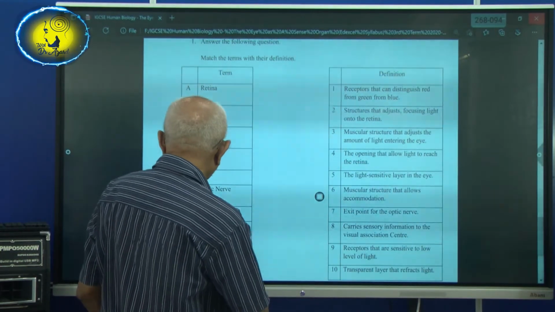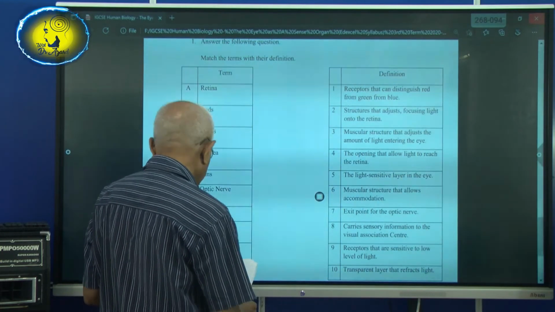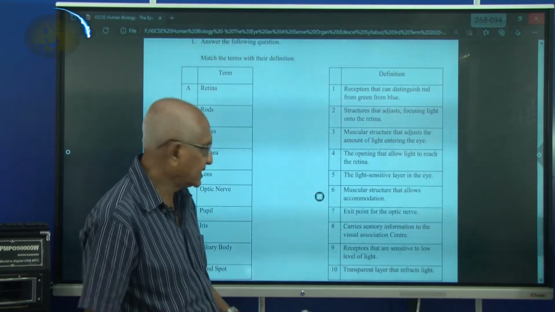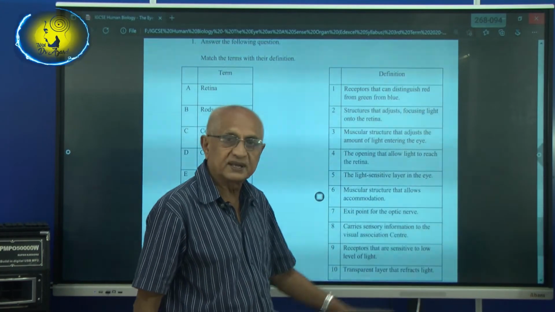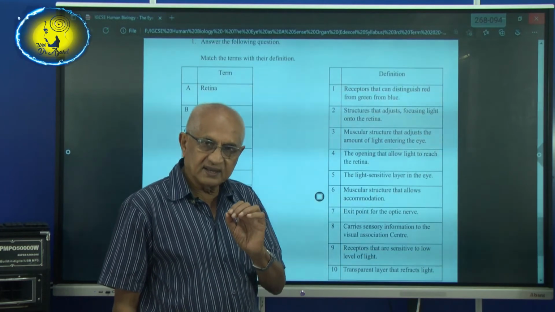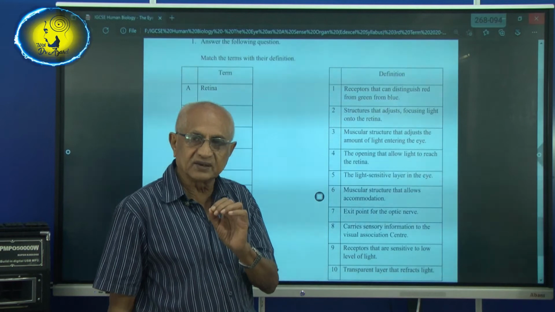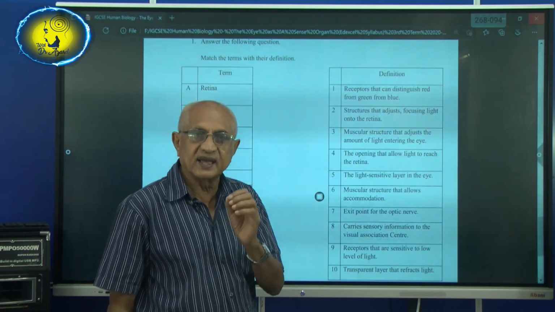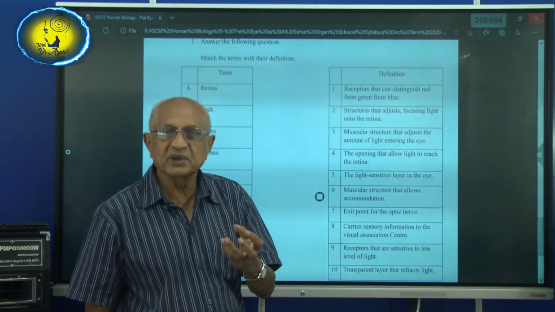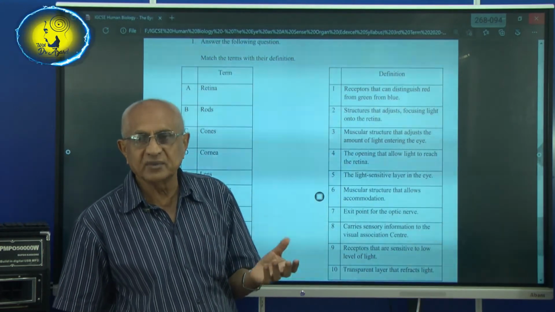Then we look at the blind spot. Blind spot is J, the exit point for the optic nerve. That is the point where the nerve leaves the eye, which we call the optic nerve. The optic nerve starts there, and we call that point the blind spot. If the image falls on that point, you can't see the image.